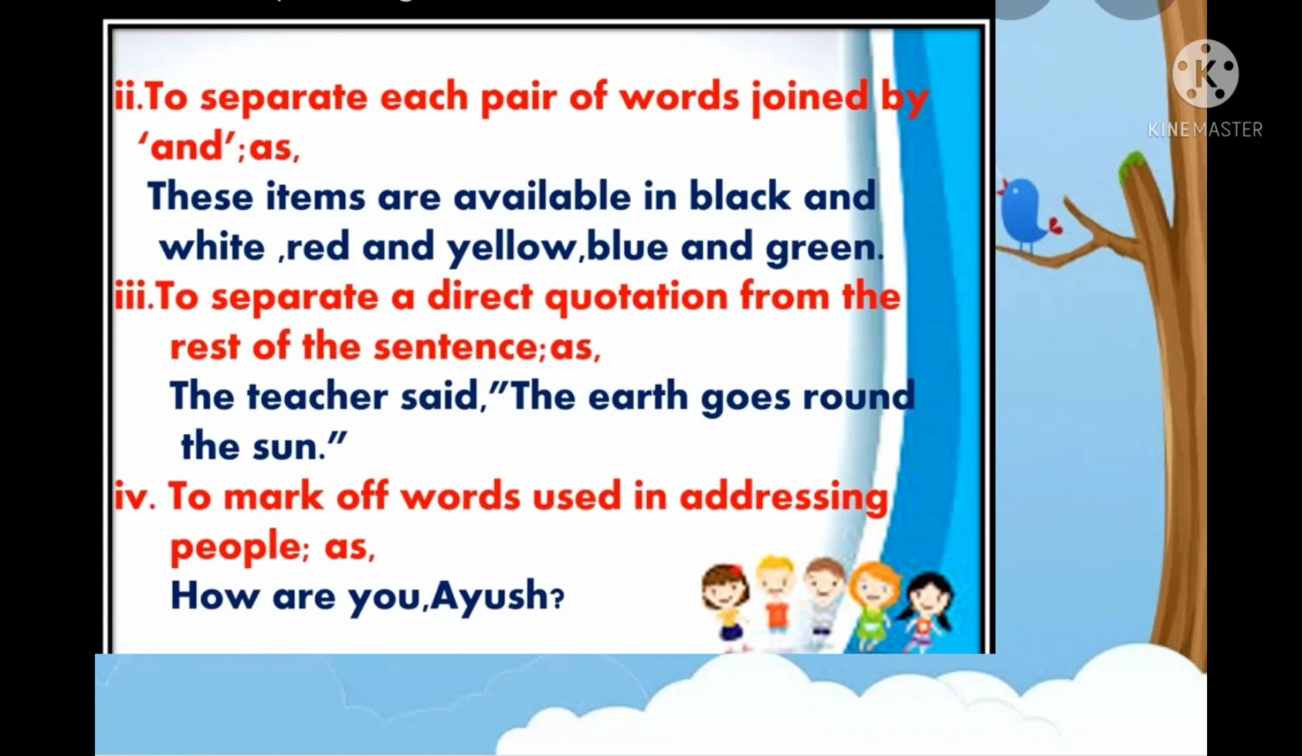Next is to separate a direct quotation from the rest of the sentence. For example, the teacher said, the earth goes round the sun. So here, when a direct quotation is used in a sentence, then we separate it with the use of comma. Next one is to mark off words used in addressing people. For example, how are you, Ayush? Here, comma is used to address specific people.